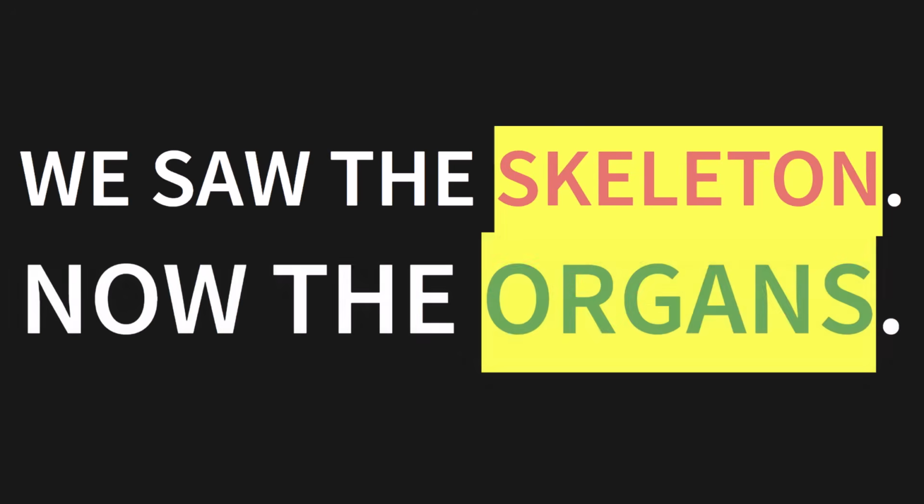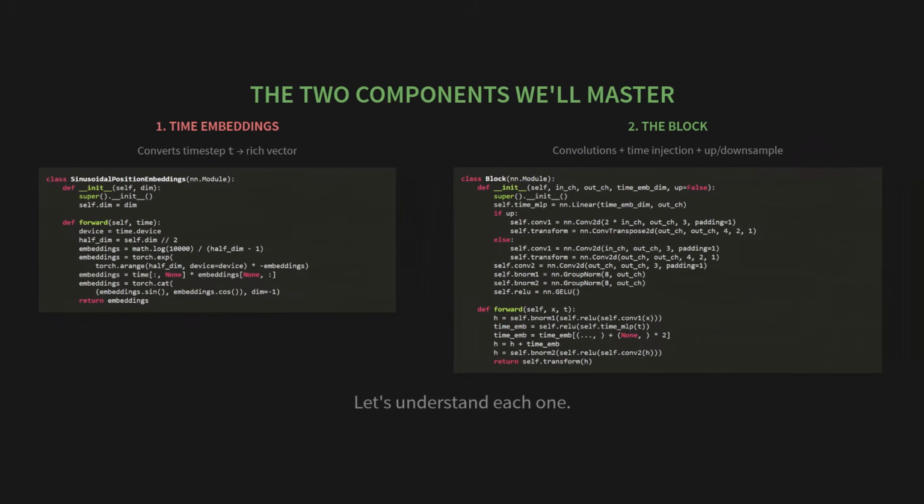All right, we've seen the skeleton of our UNet. Now it's time to look at the organs, the real guts of this thing. We're going to master the 2 most important components today. First, time embeddings. This is how we convert a simple time step, like t, into a rich vector the network can actually use. And second, the block. This is the workhorse that does all the heavy lifting: convolutions, time injection, and all the upsampling and downsampling. As you can see on the slide, there's a fair bit of code for each, but don't worry. We're going to break down exactly what's going on piece by piece.